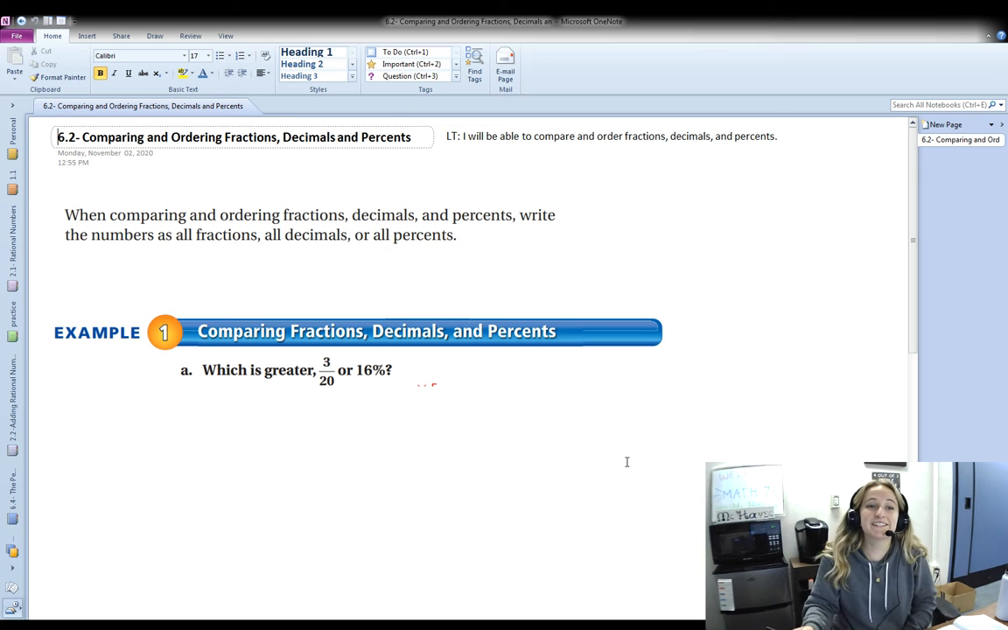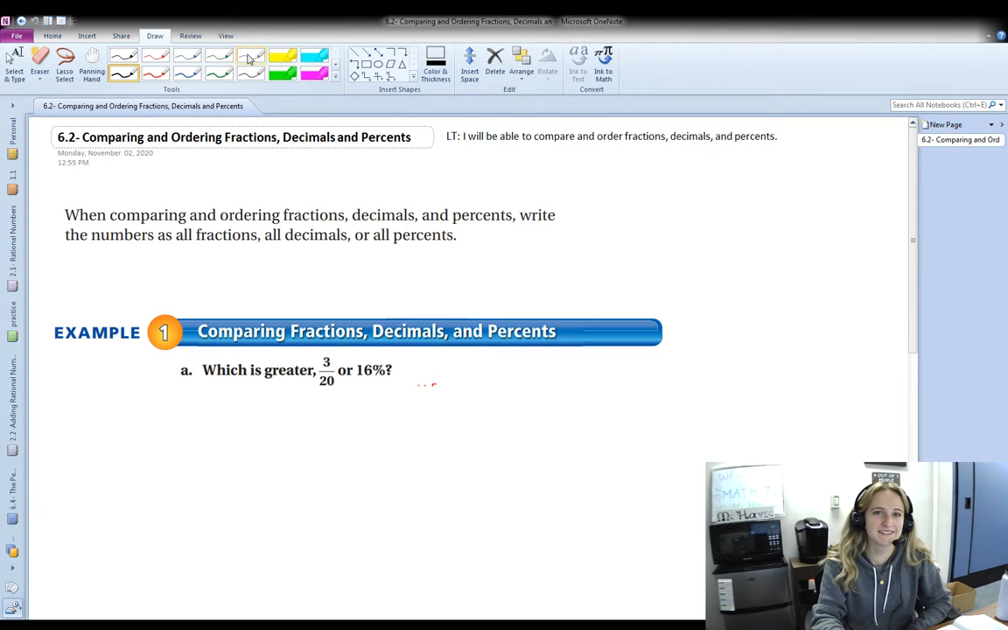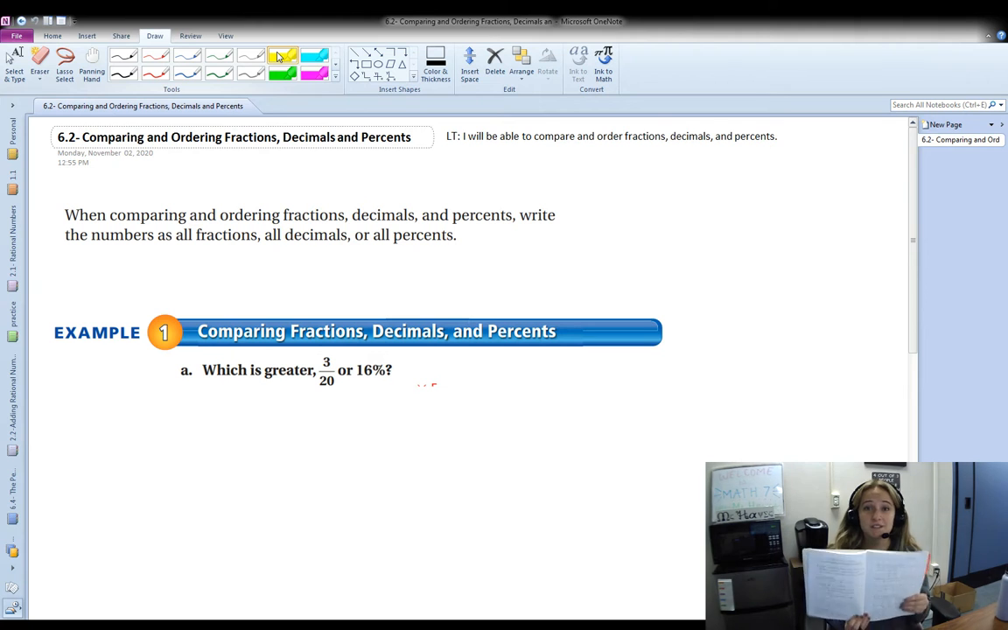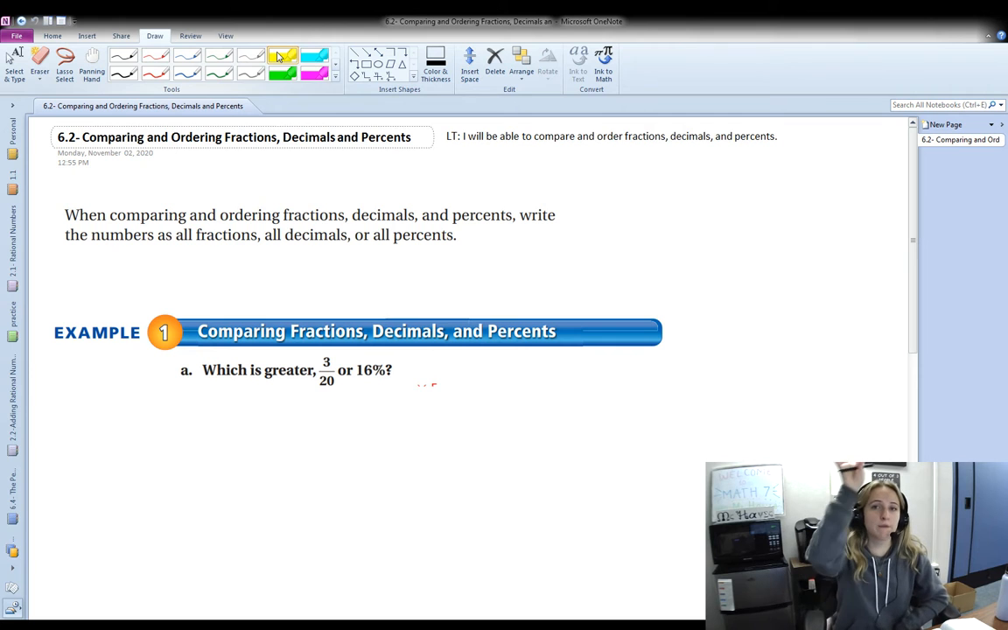Hi, everybody. So today we're going to be talking about 6.2, which is comparing and ordering fractions, decimals, and percents. Before we start, I want to make sure you all have your math composition notebooks out, a writing utensil, and you're ready to write. Make sure that everything that is on my screen, you are writing down in your math notebook.